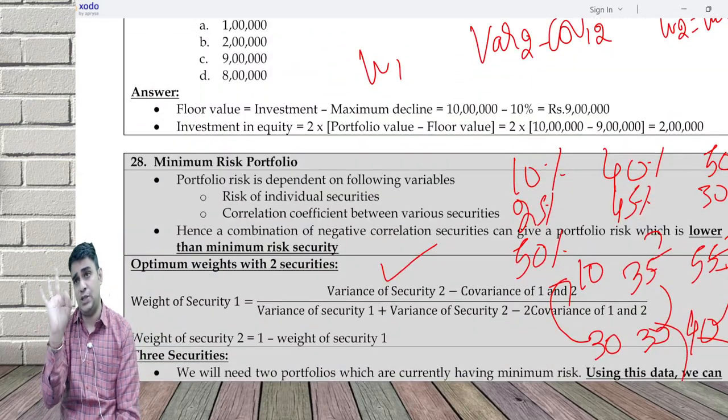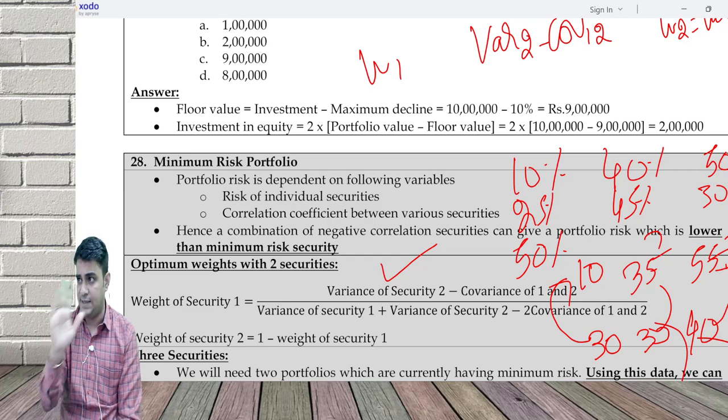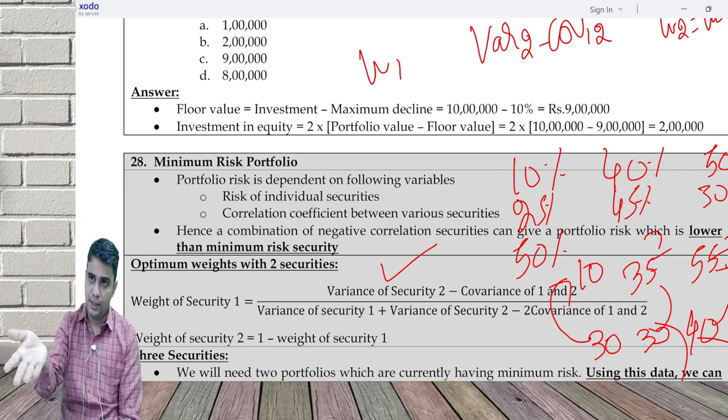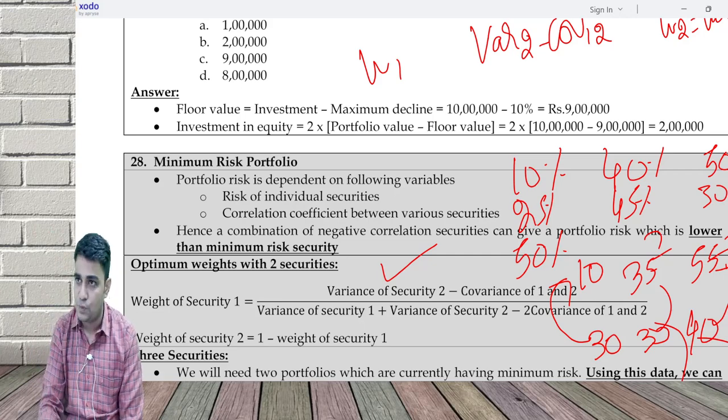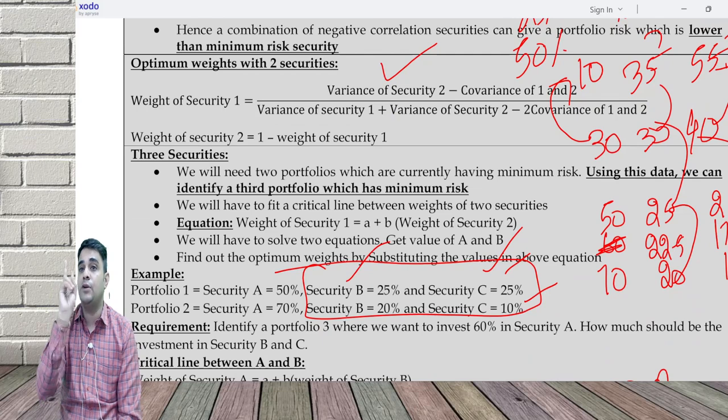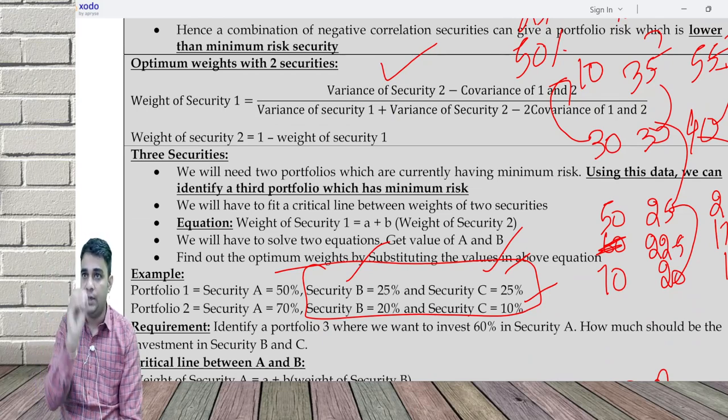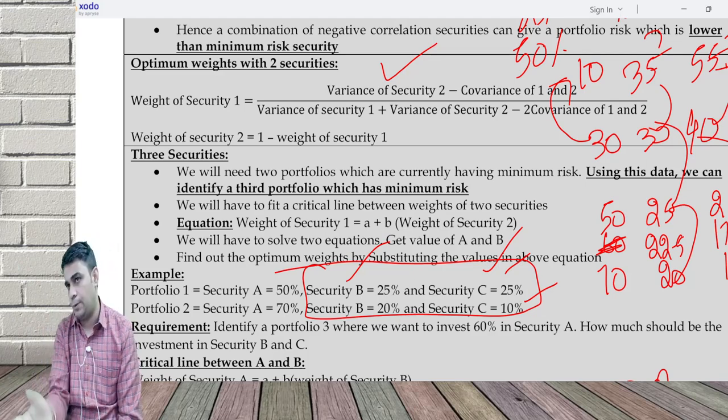Minimum risk situation. If you have two securities, very simple. Variance of the second security minus the covariance of 1 and 2, divided by variance of 1 plus variance of 2 minus 2 covariance 1 and 2. If you have three securities, they give me two portfolios. Let's call them A, B and C. Weight of security A is equal to X plus Y into weight of security 2. Form two equations, solve them, get your X and Y value and then do it. Or try interpolation.